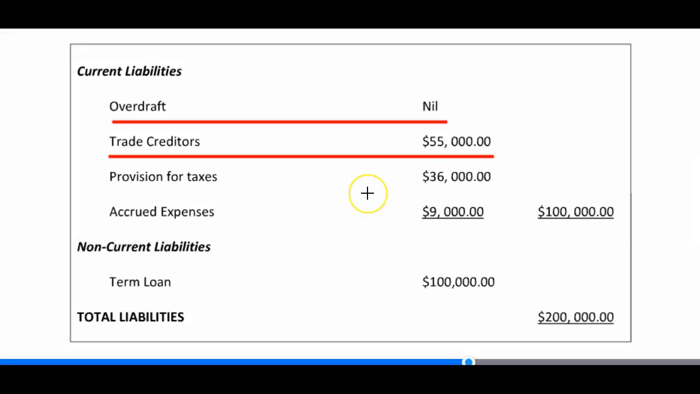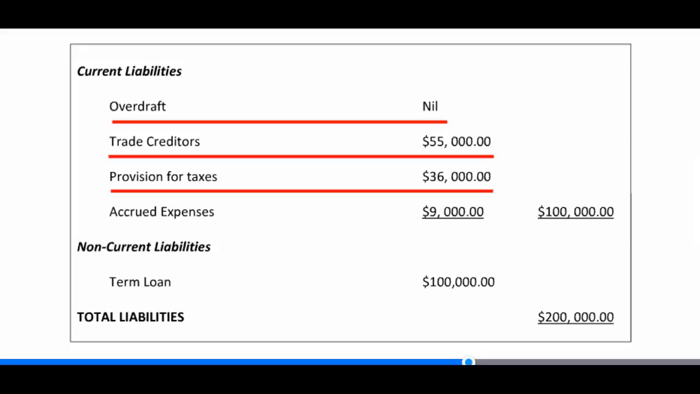Following this item is provision for income taxes or provision for taxes. This amount is typically calculated by an accountant and relates to likely tax liability incurred by a business that will fall due during the next reporting period. In this example balance sheet, the provision for taxes is $36,000.